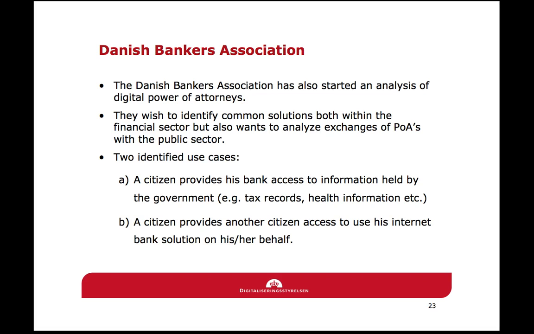And up to now, we have two main use cases identified. One of them is the citizen giving a bank access to information held by the government. For example, if I apply for a loan in a bank, the bank would like to retrieve, for example, my tax records, or it could be my health information. If I apply for life insurance or something like that, I could give the bank a power of attorney to retrieve that data in order to give me an offer on a loan or insurance or whatever.